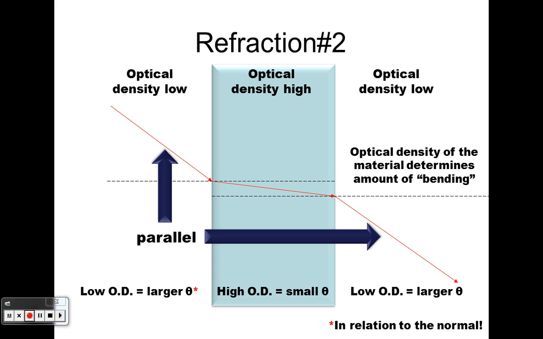So, the lower your density, the larger your angle. Does that make sense? The higher the density, the smaller your angle, because it's slowing down.